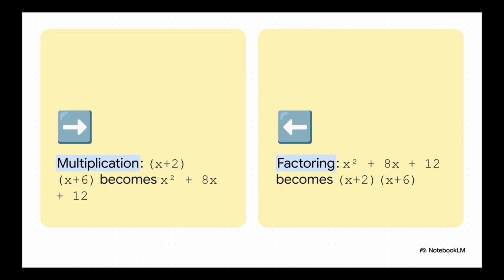Okay, first things first, let's get one thing straight. Factoring, it's just multiplication in reverse. It's like undoing a puzzle. You already know how to use FOIL to multiply two things, like x plus 2 and x plus 6, to get that trinomial on the left. Well, factoring is just starting with the answer and working backwards to find the original pieces. We're just unmultiplying. That's it.